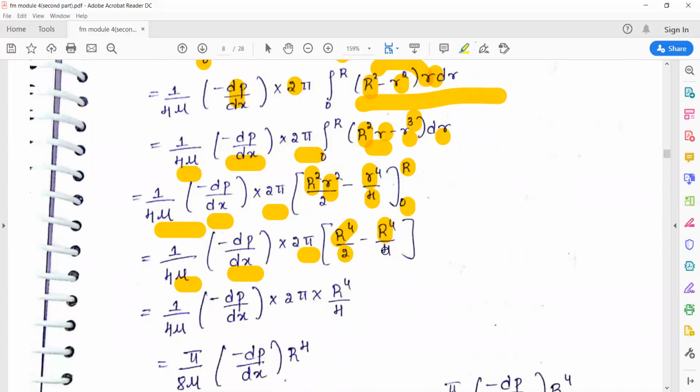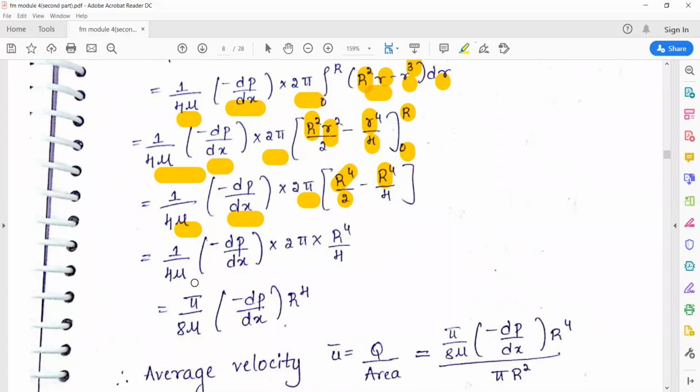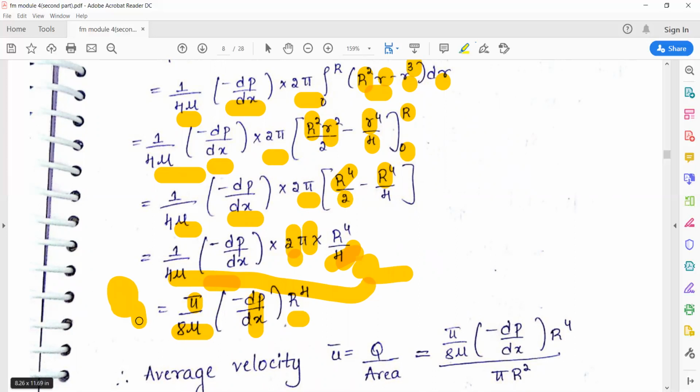If you take common, the next step becomes 1 by 4 mu into minus dp by dx into 2 pi. So the common factor is 4, and it becomes r to the power of 4 by 4. Again, this 2 and 2: 2 ones are 2, here it becomes 2. 2 will be multiplied with 4, 4 twos are 8. So in the next step, pi is there here, so that is pi by 8 mu into minus dp by dx into r to the power of 4 remains. So this is the expression for Q, the expression for the total discharge.